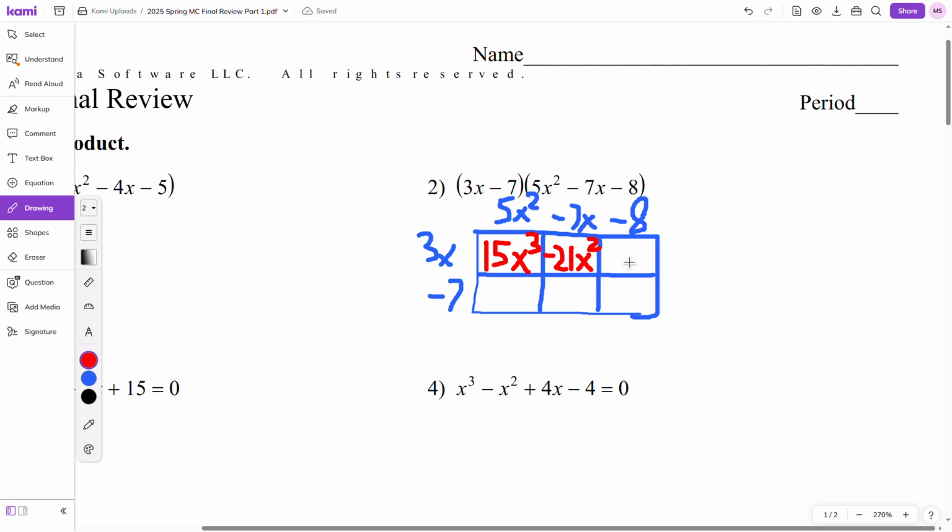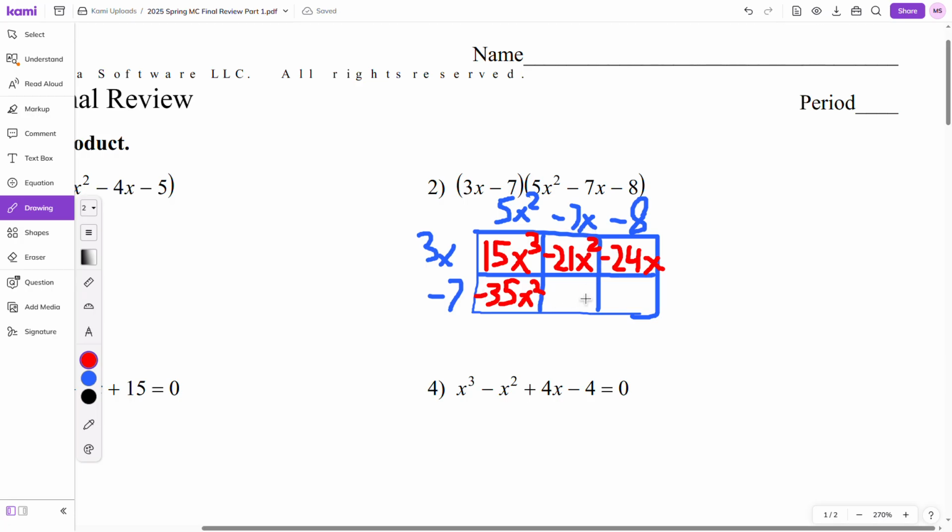Minus 8 times 3x. Well, first the sign, that's minus. 3 times 8 is 24. Then the variable, and that is x. And now the second row. Minus times nothing is just minus. 5 times 7 is 35. And x squared, because there's no other variable on the 7. And that's just what we have.